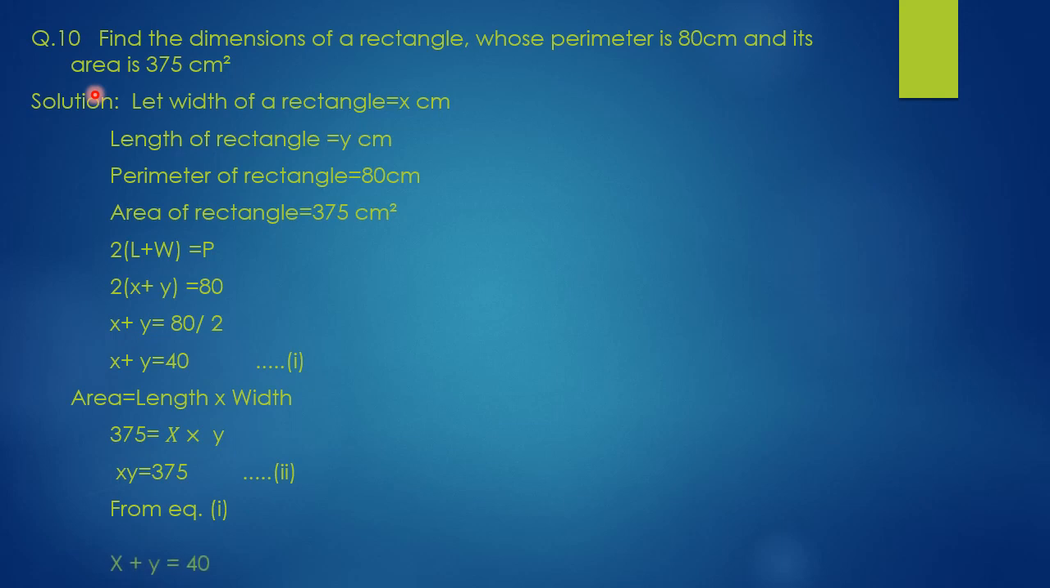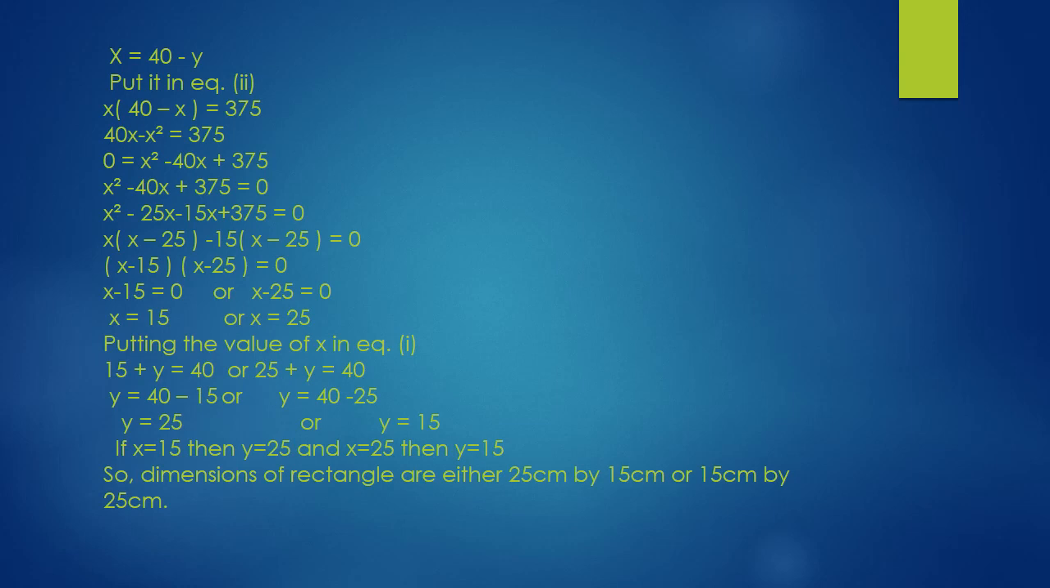From equation number 1, x plus y is equal to 40. x is equal to 40 minus y. Put in equation number 2. x into bracket 40 minus x bracket close is equal to 375. x multiplied with 40, which is 40x minus x square is equal to 375. 40x minus x square shifted to the right hand side, which means that 0 is equal to x square minus 40x plus 375. x square minus 40x plus 375 is equal to 0.